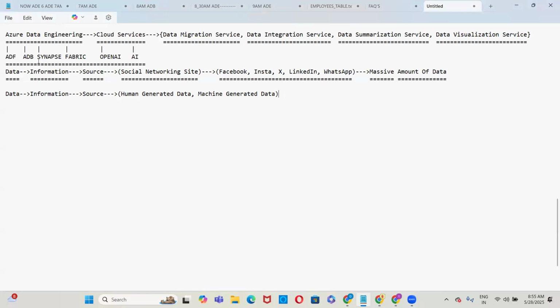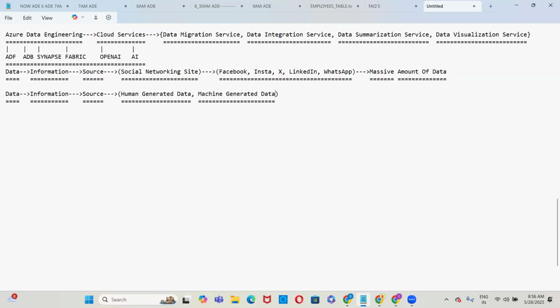Now, guys, data or information we can get from the following sources. This is the first source from where we can get the data. And the second one is the source of information. That source of information can be human generated data or machine generated data. Human generated data means the data generated by you and me.